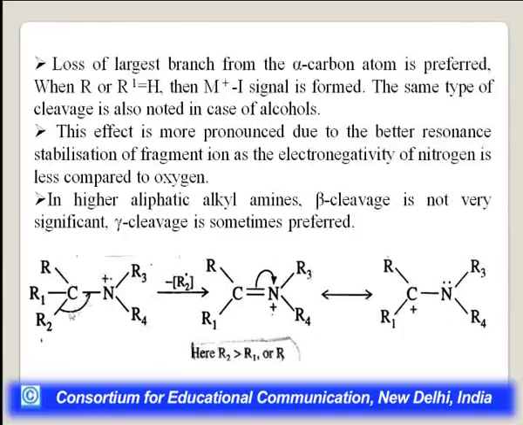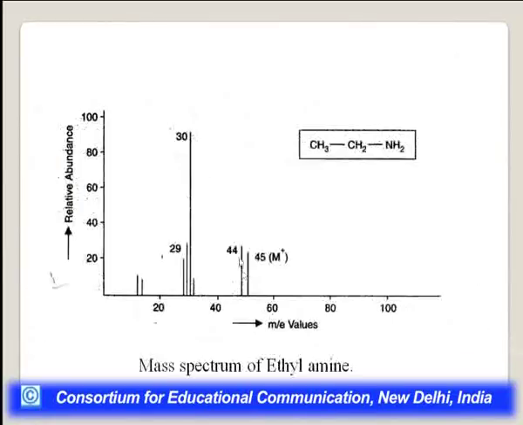So here you can see what kind of fragmentation is followed, followed by the elimination of a radical. Here R2 is greater than R1, or R1 is greater than R, meaning it is a more branched alkyl group. So we have to see that the highly branched part will be cleaved first as far as the fragmentation is concerned. So we will get this kind of fragment ion which is in resonance with this kind of cation.